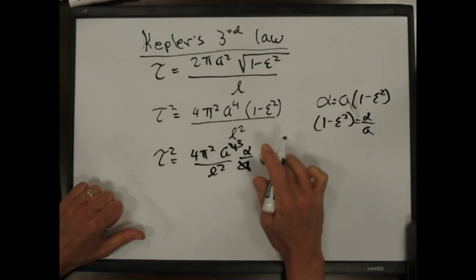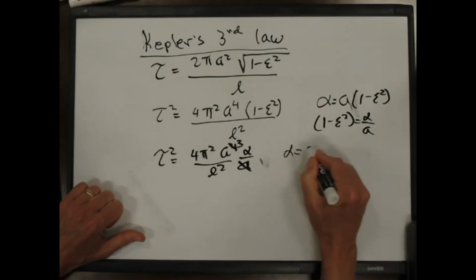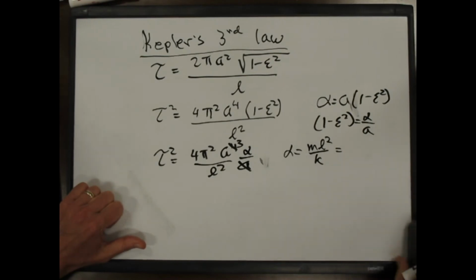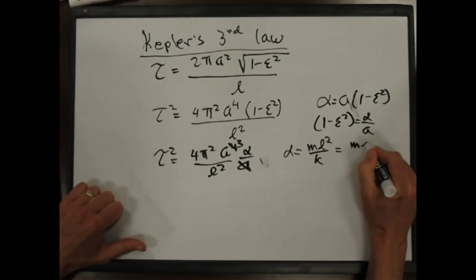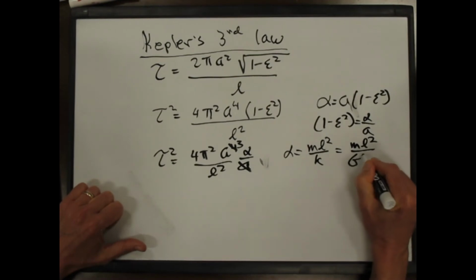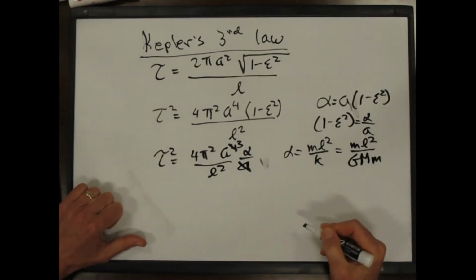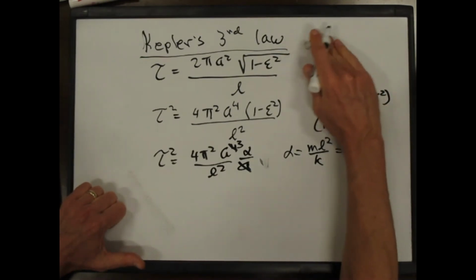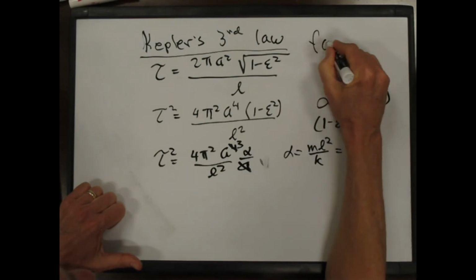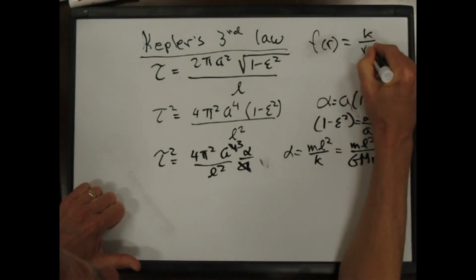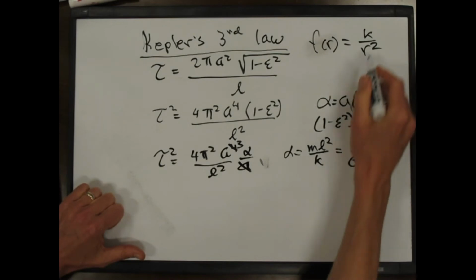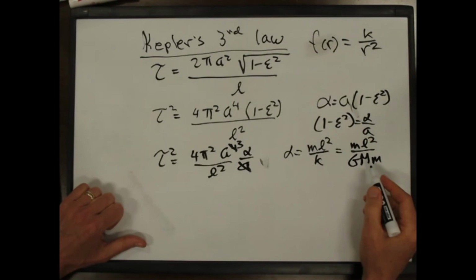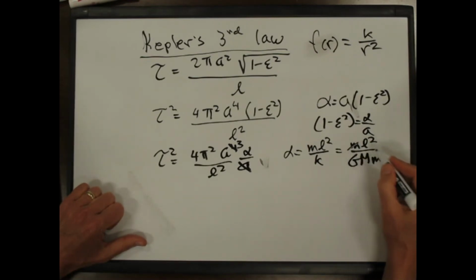And then I'm going to use the fact that alpha is equal to mL squared over K, which is equal to, for gravity, mL squared over G m, right? Because that's what the K was. The K came from f of r is equal to K over r squared. And so the K is just whatever's in the numerator. It's KQQ for electrical forces, but it's GMM for gravitational forces. The m's cancel.